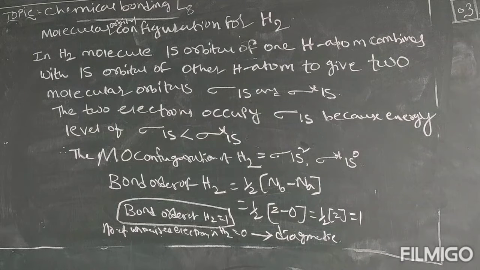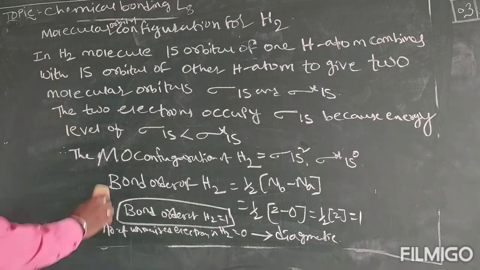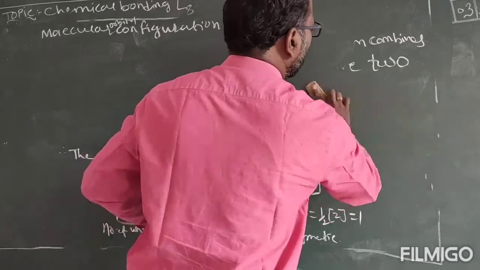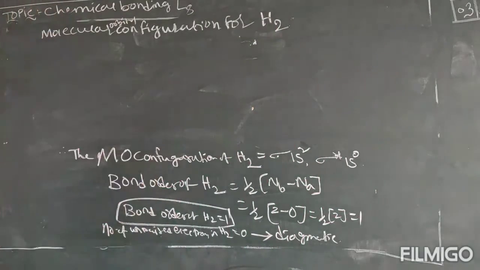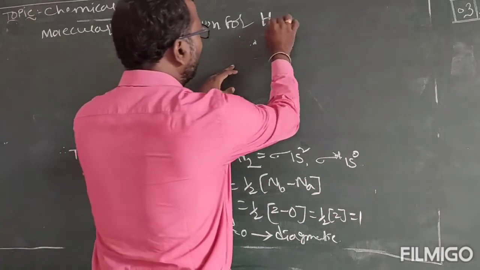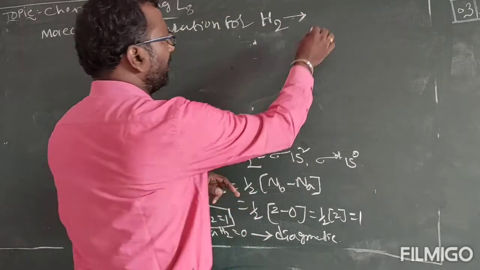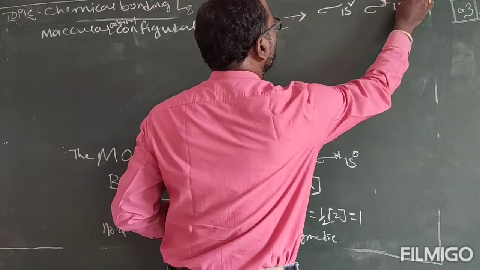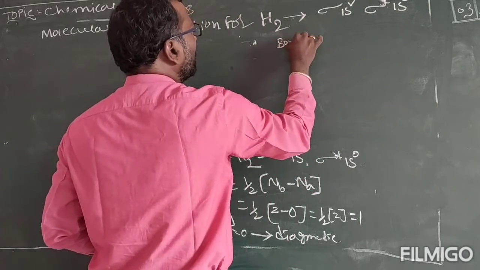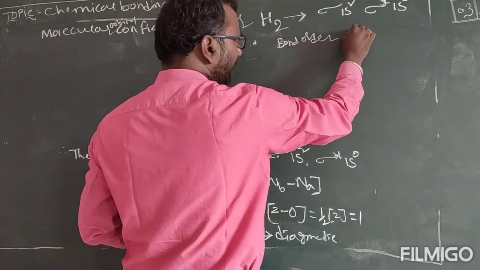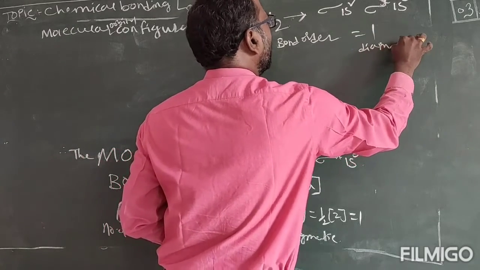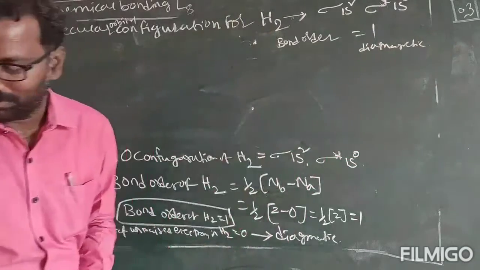So the next thing we will do, hope you have done all the things well. Now the molecular orbital configuration of H2, you had it as what? H2 molecular configuration is sigma 1s2 sigma star 1s0, and the bond order is how much? Bond order calculated as 1, and its nature is diamagnetic. Okay, this is understood now.